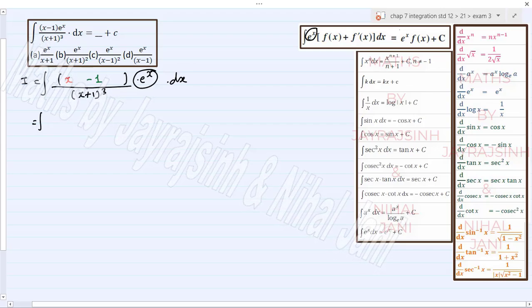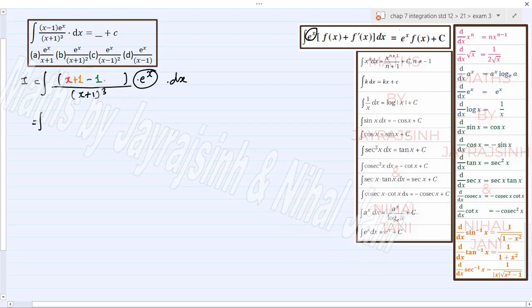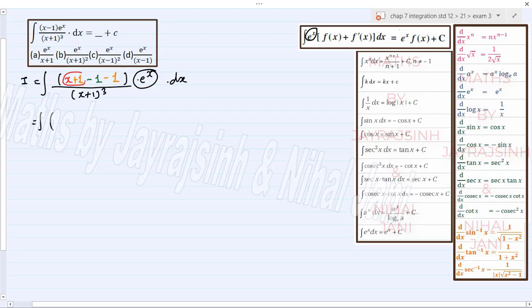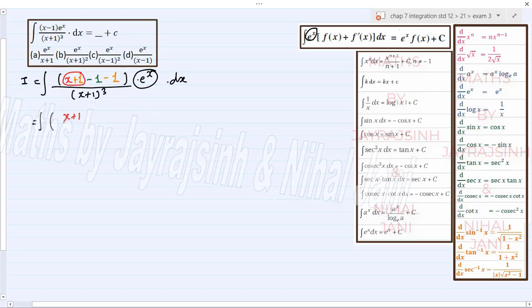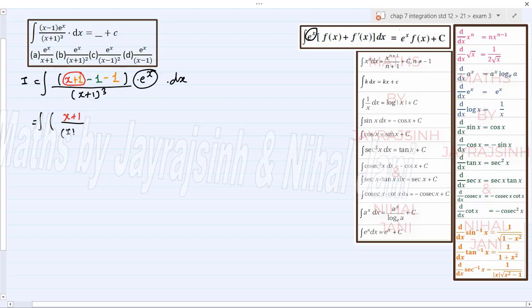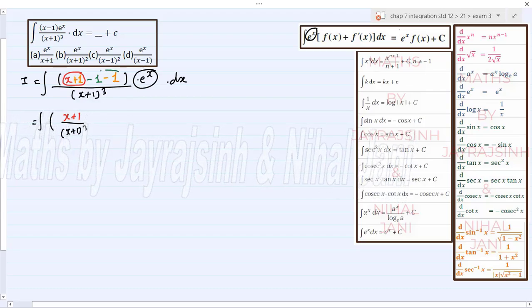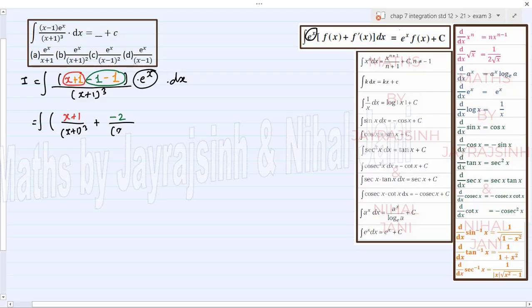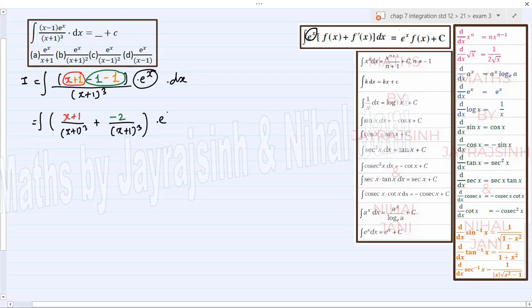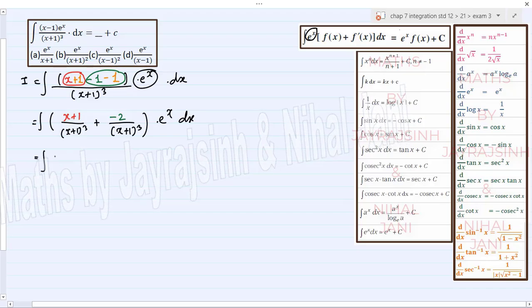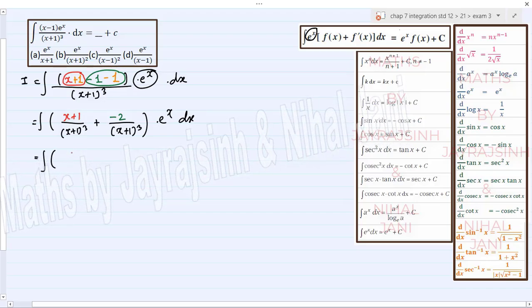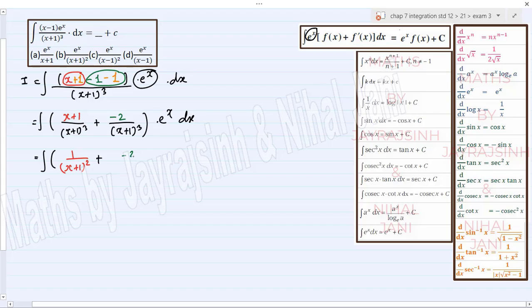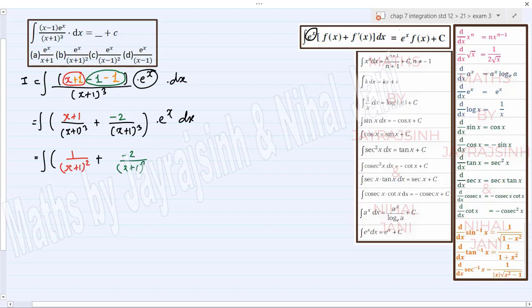We have x, we just need plus 1. So let's add and remove plus 1. Now if we give individual denominator, considering the first term as x plus 1, we will get (x plus 1) upon (x plus 1) the whole cube, and this minus 1 will become minus 2, whole divided by (x plus 1) the whole cube, into e raised to x. Now let's simplify. This (x plus 1) upon (x plus 1) whole cube will become 1 upon (x plus 1) the whole square, plus minus 2 upon (x plus 1) the whole cube will remain as it is.